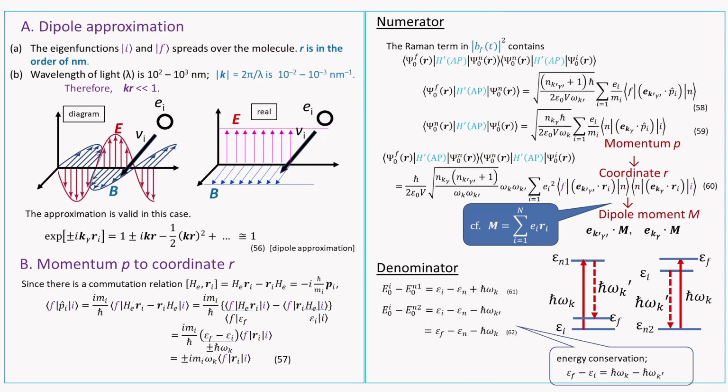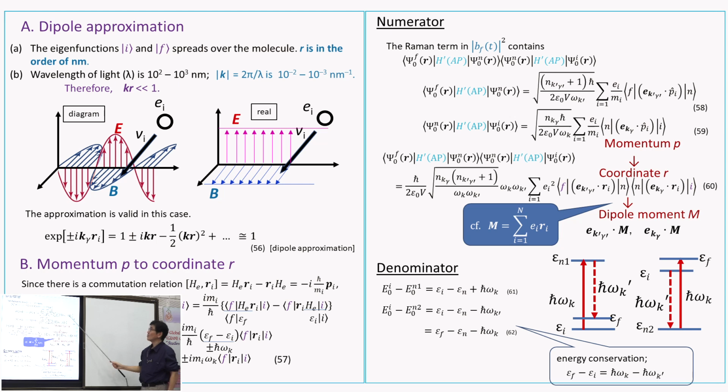And at this stage, this integral contains momentum operator p. Then it's time to apply this convenient relationship to replace momentum operator p with coordinate R. So it's possible to replace p with R. Okay? Some coefficient newly appears here.